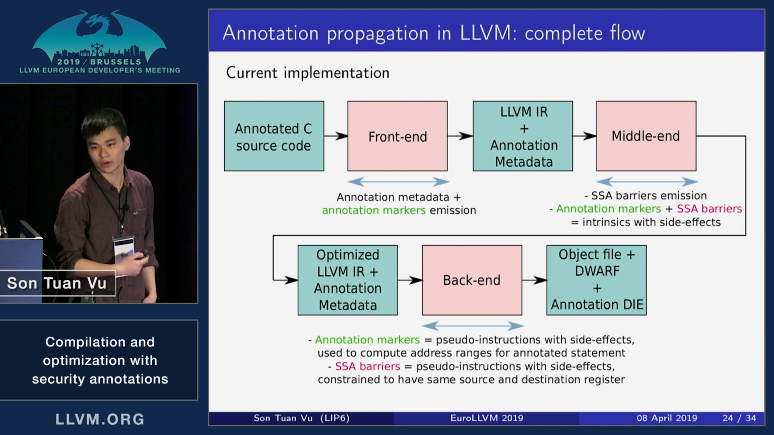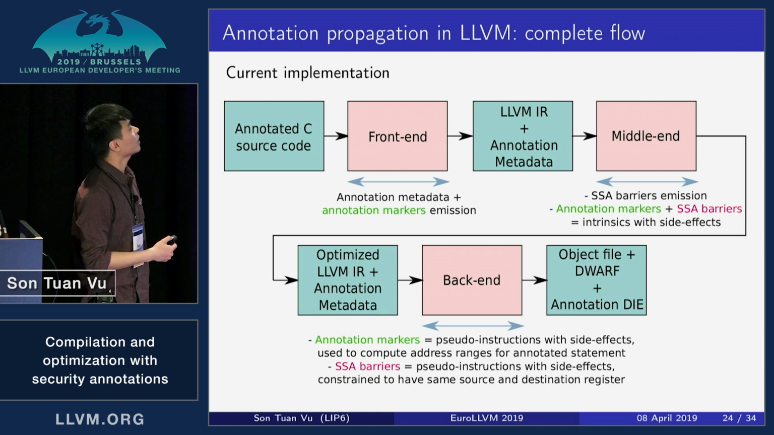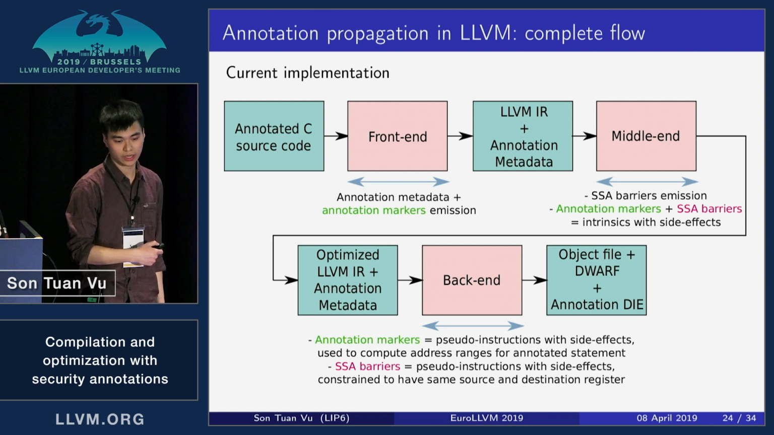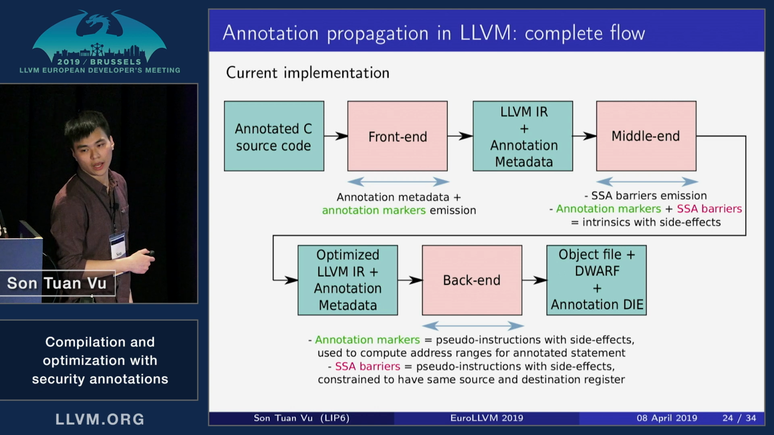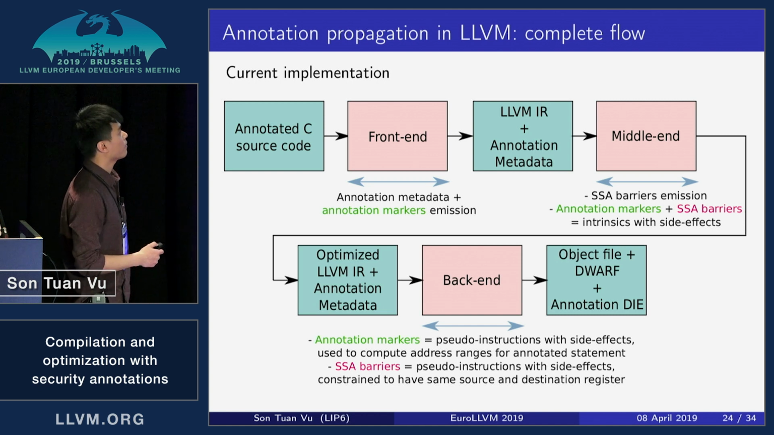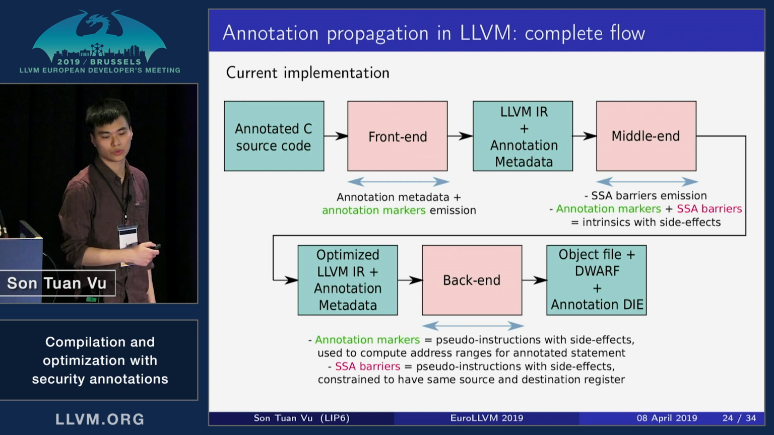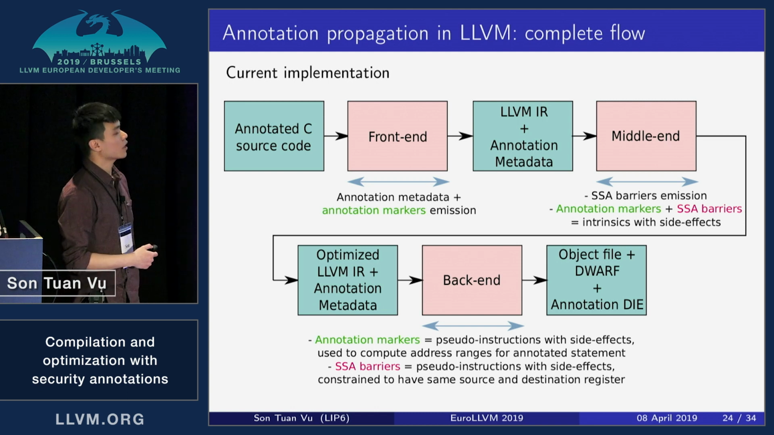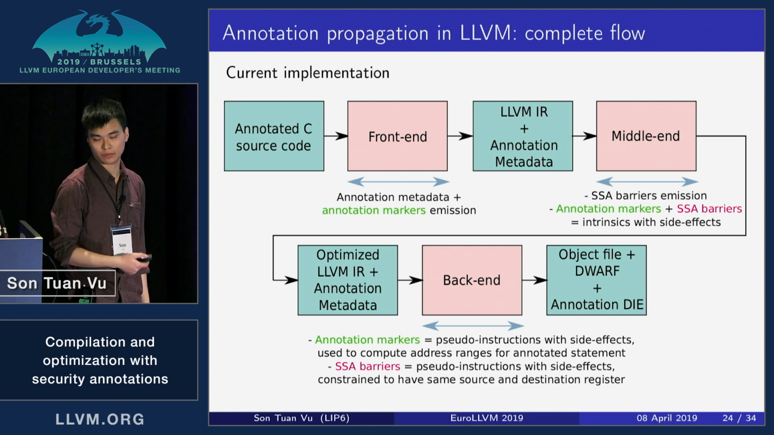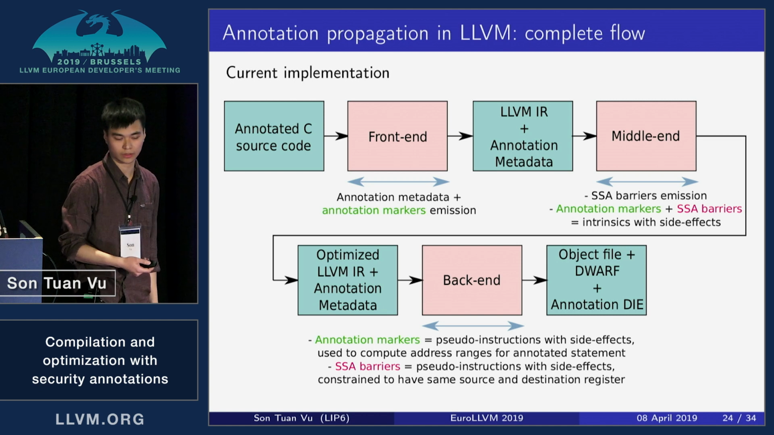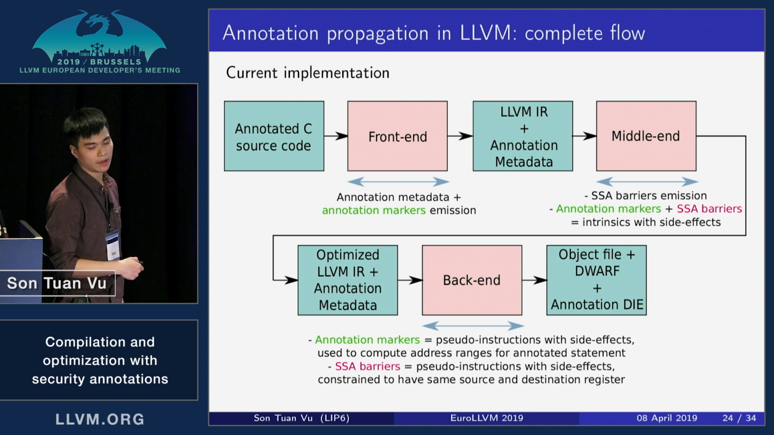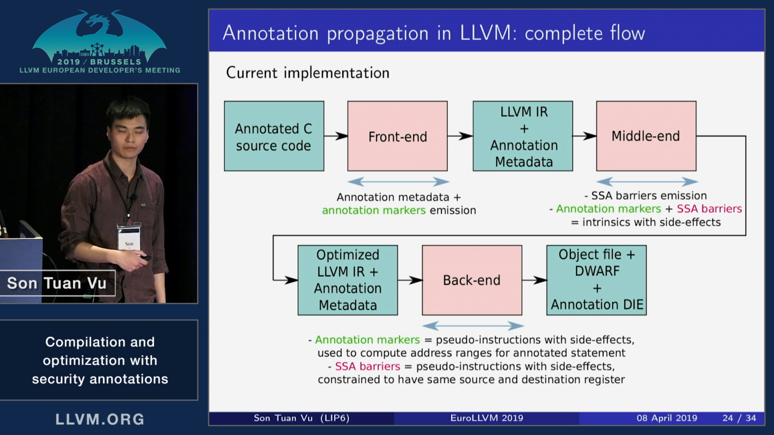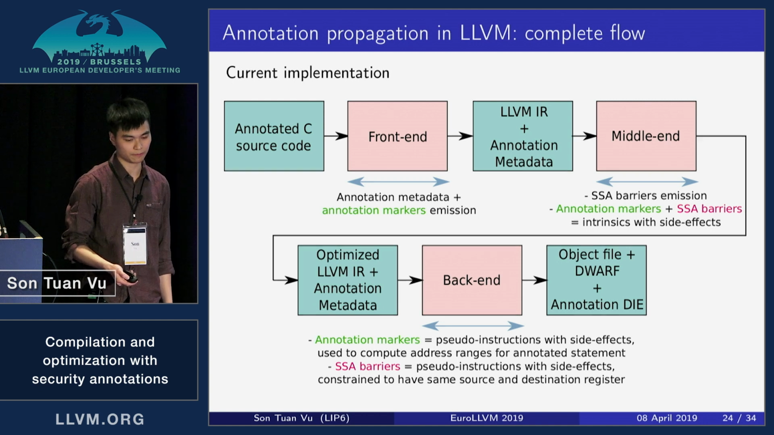So here's our current implementation. Clang emits annotation metadata and markers. SSA barriers are currently emitted by mem2reg. At the IR level, the markers and the barriers are represented by intrinsics with side effects. At the MIR level, they are lowered into pseudo instructions with side effects. The markers are used to compute the address range for annotated statements at the moment of debug emission. And the barriers are constrained to have the same source and destination register, so they can be safely removed at the moment of machine code emission.